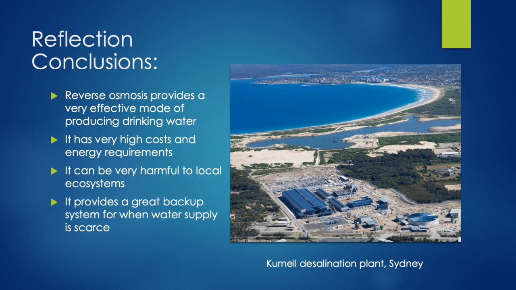To conclude, reverse osmosis provides a very effective engineering solution for the production of drinking water. It should be used only as a backup system for situations like we are currently facing, where dams and rivers cannot provide a sufficient water supply. With continued development, reverse osmosis may become the number one method of sourcing drinking water if engineers are able to reduce its impact on the environment.